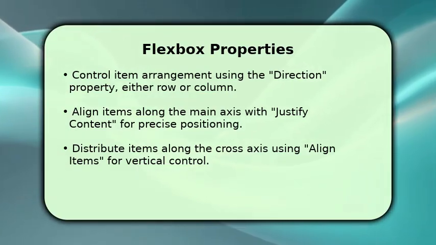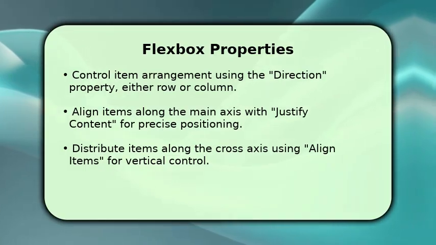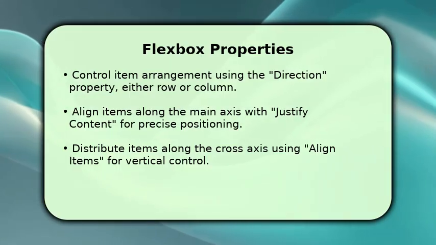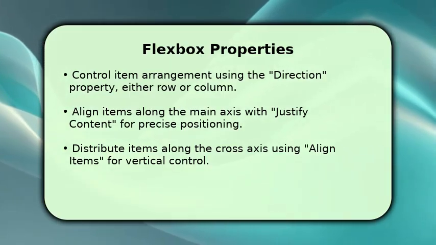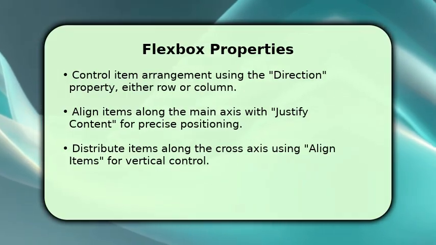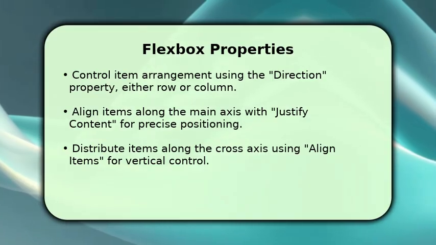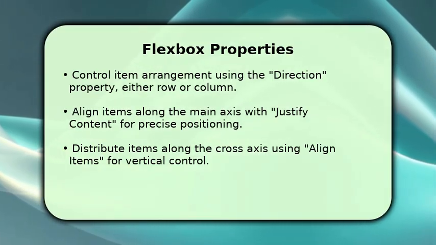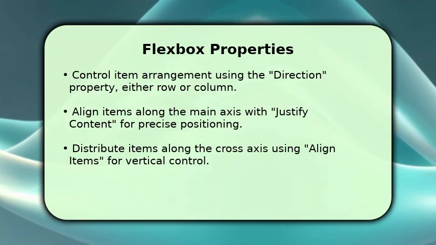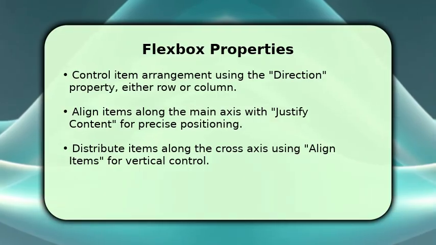The direction property allows you to arrange items horizontally in a row or vertically in a column. Justify content helps you align items along the main axis, distributing space precisely. Furthermore, align items controls the alignment of elements along the cross-axis, ensuring perfect vertical positioning. Mastering these three properties is fundamental to creating well-structured and visually appealing layouts with ease.